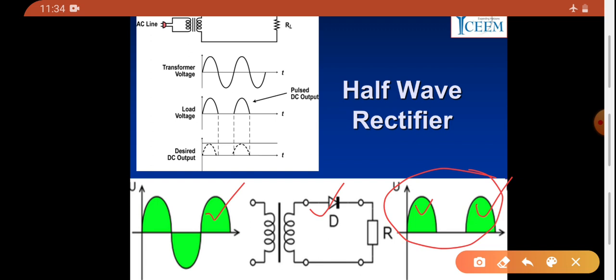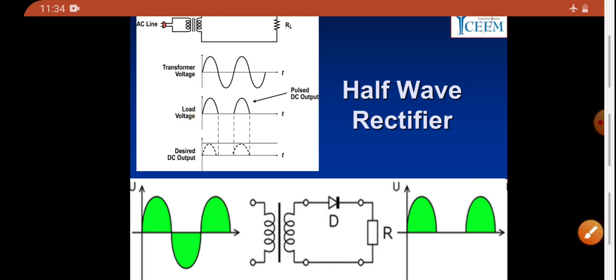You can see both the diagrams are the same. This is the input signal, this is the output signal, and this is the desired DC output voltage, the average output voltage. So you can go for any circuit, which one is the same. If you find the simple one, you can go for it. So a half wave rectifier is the circuit which rectifies only half of the input signal, half cycle of the input signal. And which is that half cycle? That half cycle is the positive half cycle.